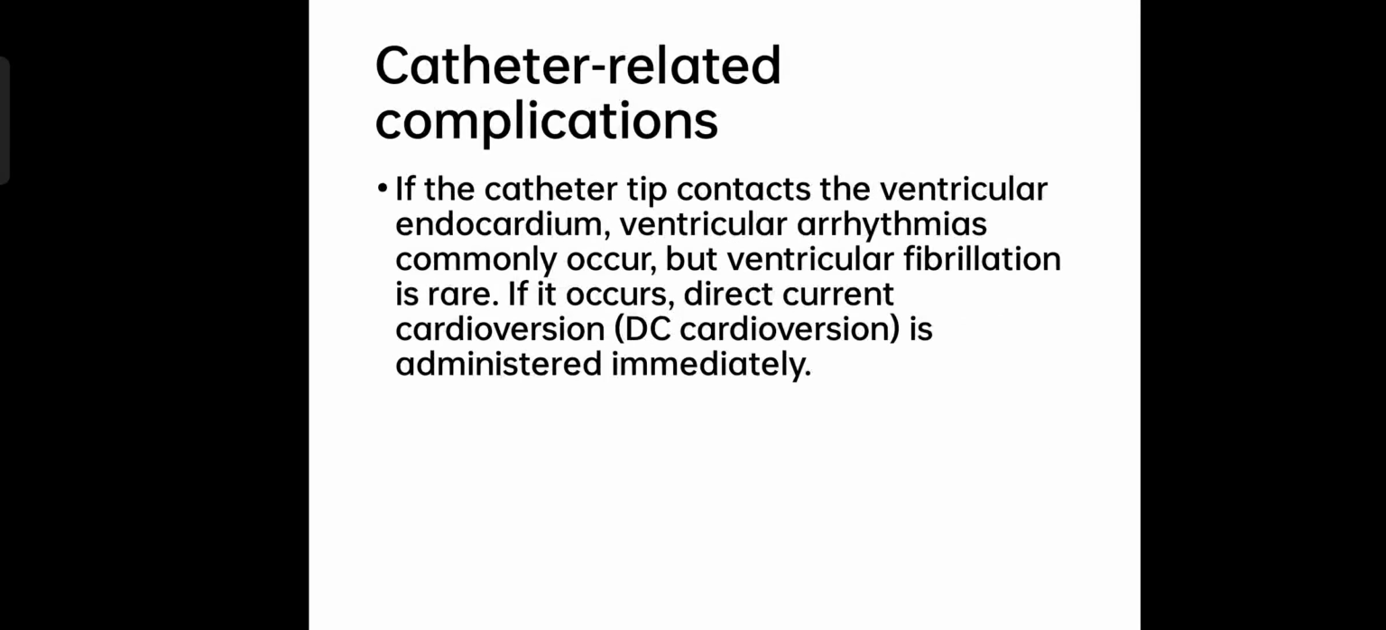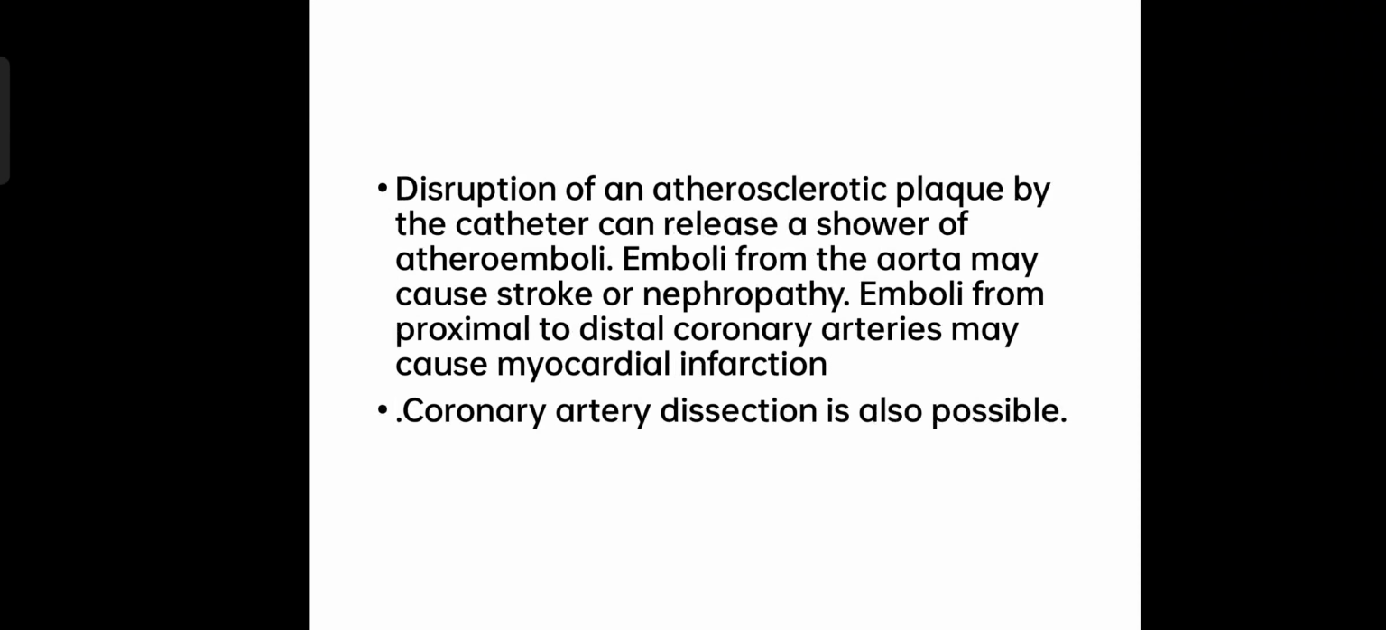Catheter-related complications. If the catheter tip contacts the ventricular endocardium, ventricular arrhythmias commonly occur, but ventricular fibrillation is rare. If it occurs, direct current cardioversion is administered immediately. Disruption of an atherosclerotic plaque via the catheter can release a serious shower of atheroemboli. Emboli from the aorta may cause stroke or nephropathy. Emboli from the proximal to distal coronary arteries may cause myocardial infarction. Coronary artery dissection is also possible.